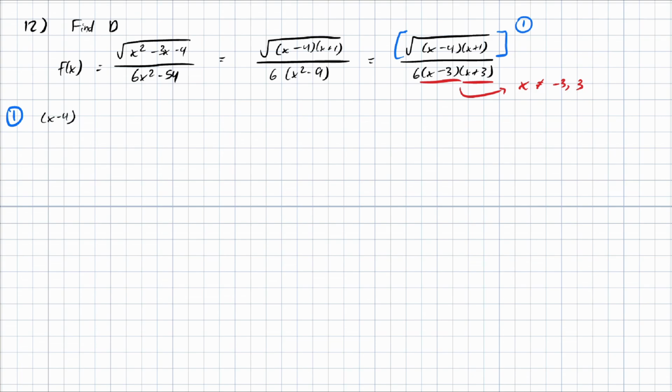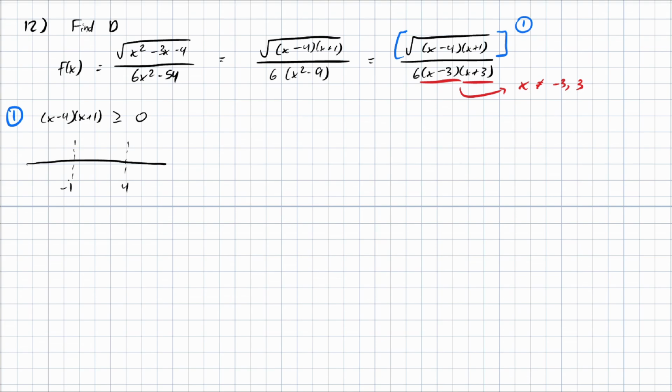x minus 4, x plus 1 has to be greater than or equal to 0, right? So let's do another sign chart. Critical points are -1 and 4.